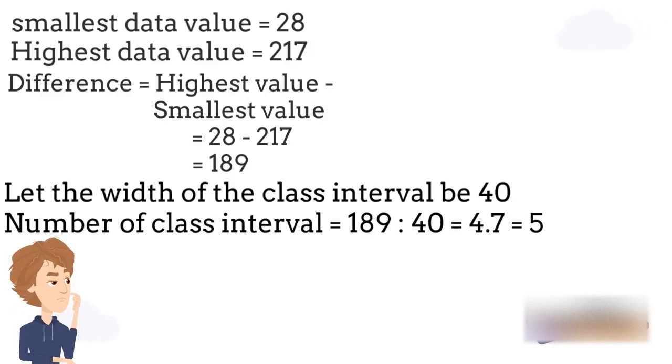The smallest data value is 28 and the highest data value is 217. To find the difference, we subtract the smallest value from the highest value. So, 217 minus 28 is equal to 189. And then, let the width of the class interval be 40. So the number of class intervals is 189 divided by 40, which equals 4.7. Then we round it up to the next integer, so it equals 5.